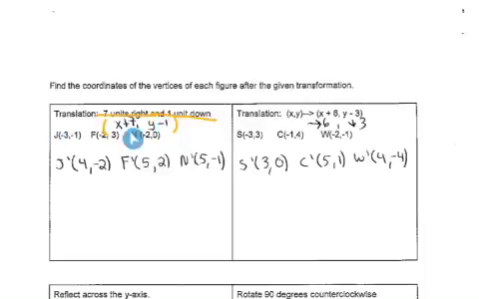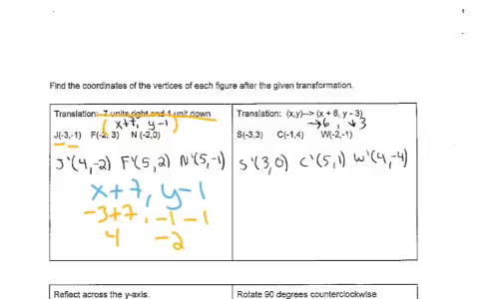So now to find your new image, J prime, I'm going to plug in -3 for my x. So for example, here's my rule, x plus 7, comma y minus 1. If I plug in -3 for my x value, because that was my x value of J, -3 plus 7 gives me a positive 4. Plug in my y value for J, which was -1, so -1 minus 1 gives me a -2. That's how I got this ordered pair. So all this one involves is plugging and chugging. Make sure you plug your x in for your x value and y in for your y values.